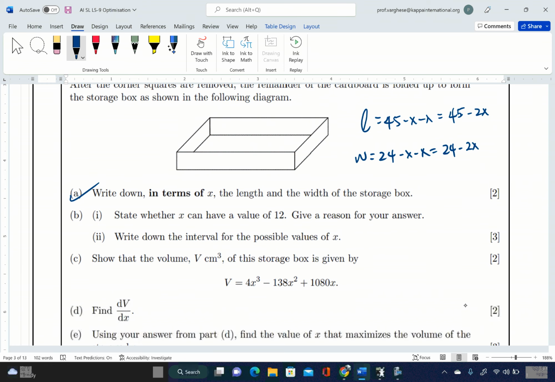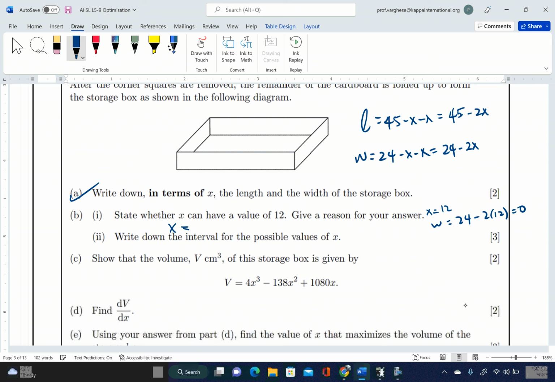Next one, it says state whether x can have a value of 12. So let's see. If x equals 12, what do we have? So let's check our width because it's a smaller one, right? Our width is going to equal 24 minus 2 times 12, okay? 2 times 12 is 24, so our width is going to be 0. Can we have a box that has a width of 0? No.